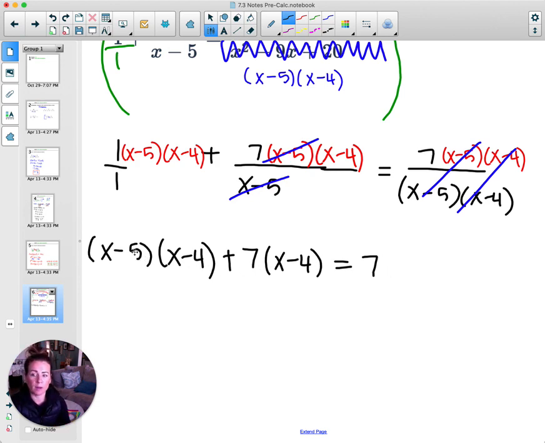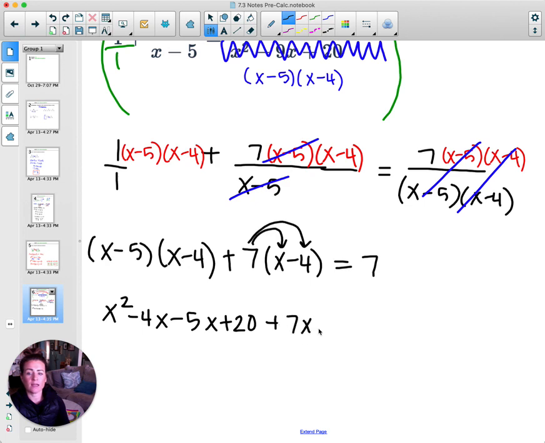So we've got two binomials multiplied here, so we'll FOIL this. You can put it in the box if you want to. So x times x is x squared. X times negative 4 is negative 4x. Negative 5 times x is negative 5x. Negative 5 times negative 4 is plus 20. Okay, so that's that part. Then we need to distribute this 7 in. So we get 7x minus 28 equals 7.